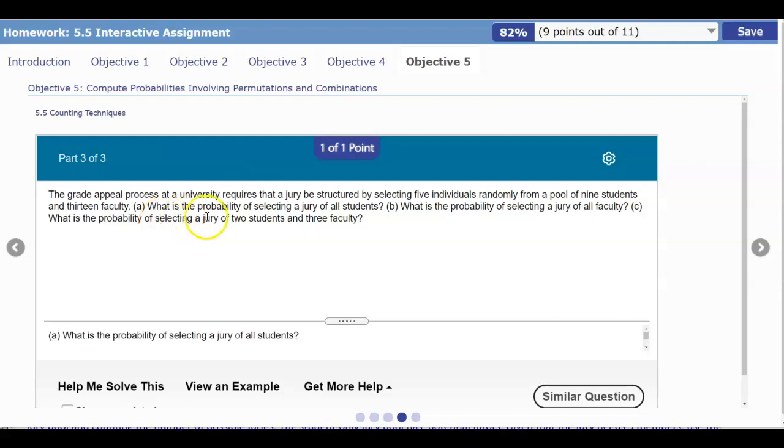For Part A, what is the probability of selecting a jury of all students? For Part B, what is the probability of selecting a jury of all faculty? And for Part C, what is the probability of selecting a jury of 2 students and 3 faculty?